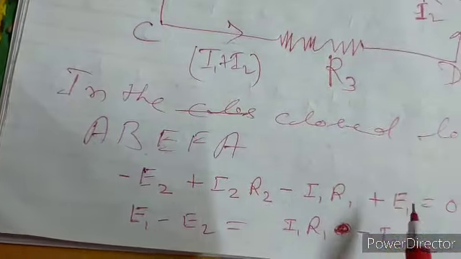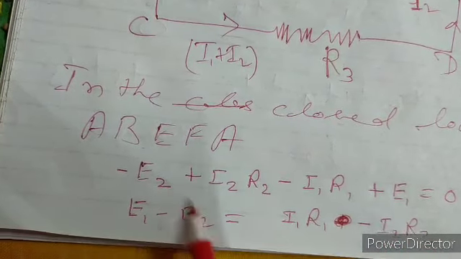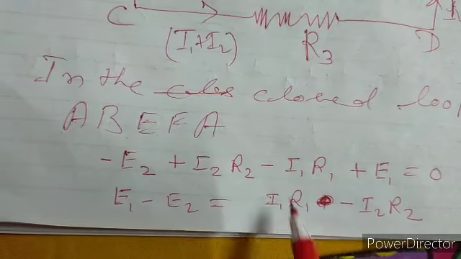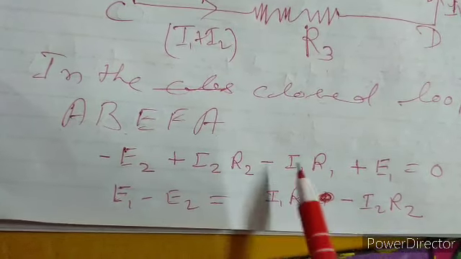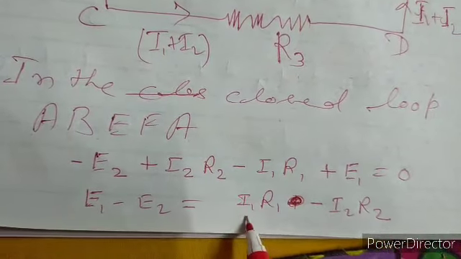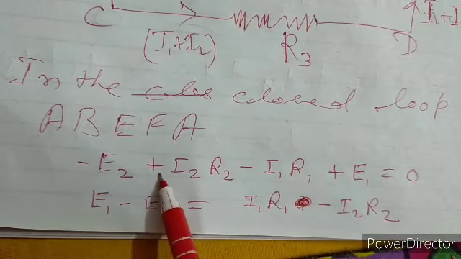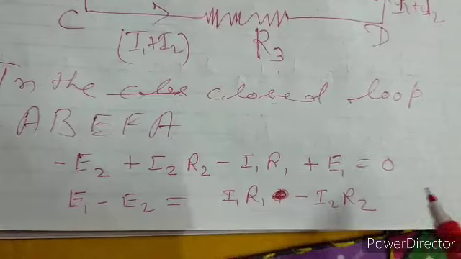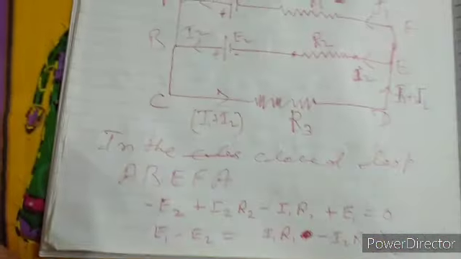Now this is E1 minus E2 is equal to, transferring this to the other side, I1 R1 becomes positive on the other side, and this becomes negative, minus I2 R2. Okay, so this is the equation in the first loop.